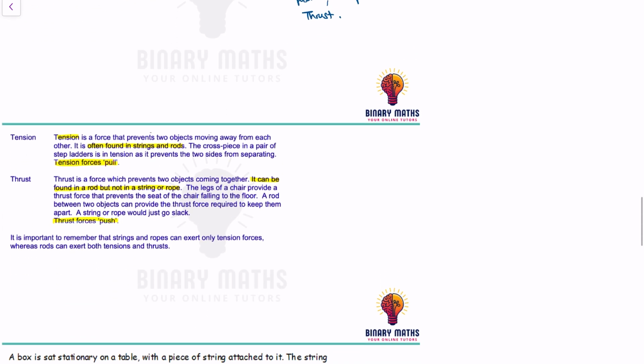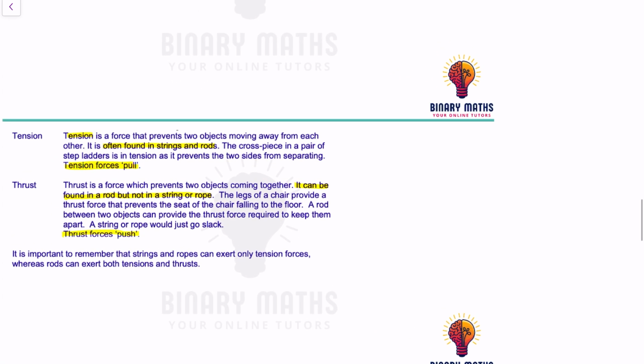It is important to remember that strings and ropes can exert only tension forces, whereas rods can exert both. So that's the main thing that you want to take away. Strings and ropes are tension only, and rods can have both.